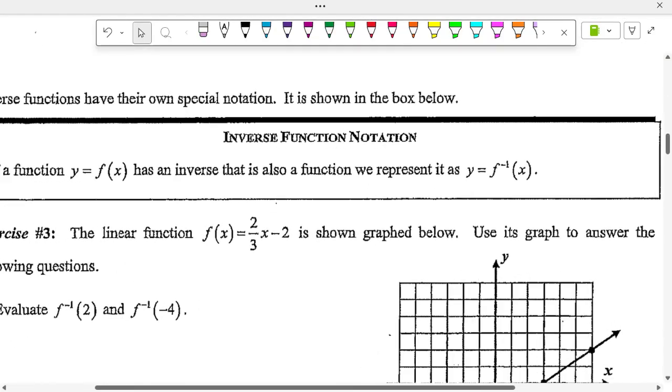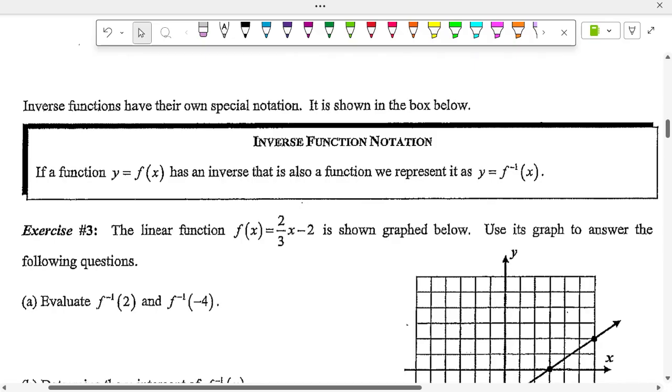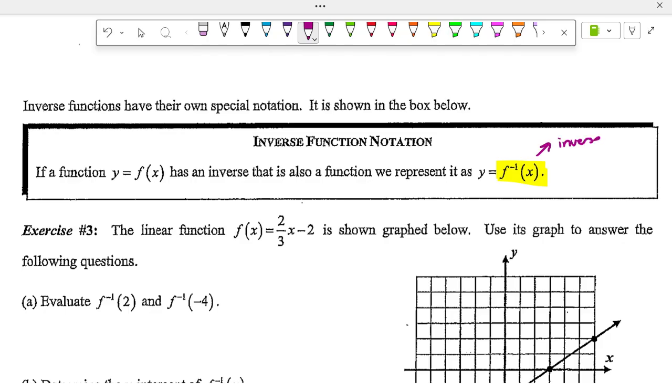Now, another thing that you have to note is the notation. So you guys saw this notation when we were doing our function review, and you were like, what the heck does this -1 mean? In reality, it does not mean you're raising something to the -1 power. All it means is inverse. All right? So if you see this notation, all that means is that it's an inverse function of whatever original function. So inverse function of f of x. That's all it means.